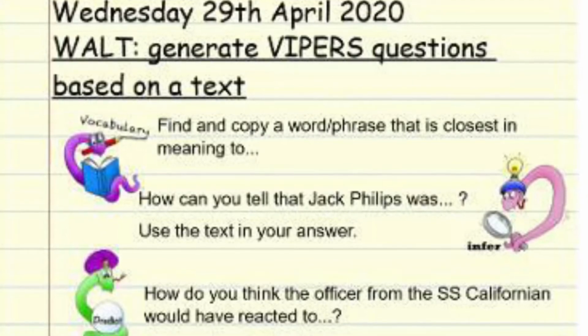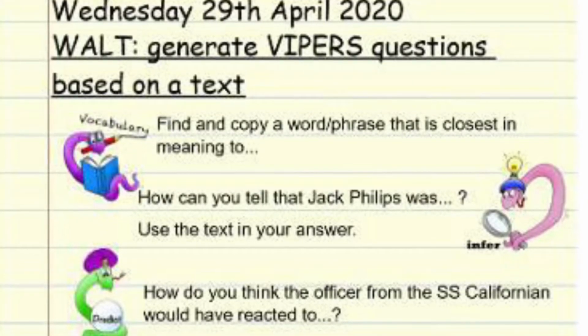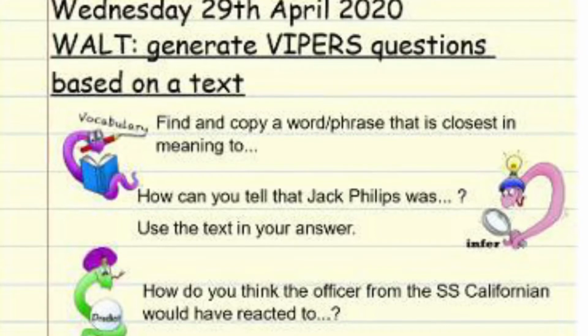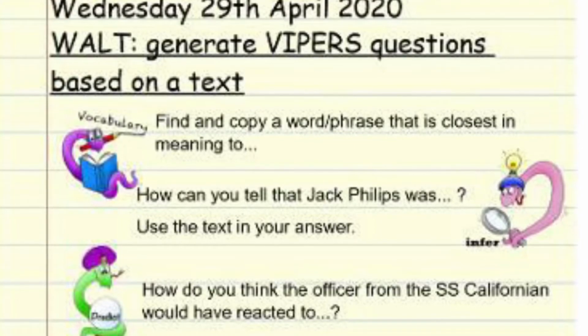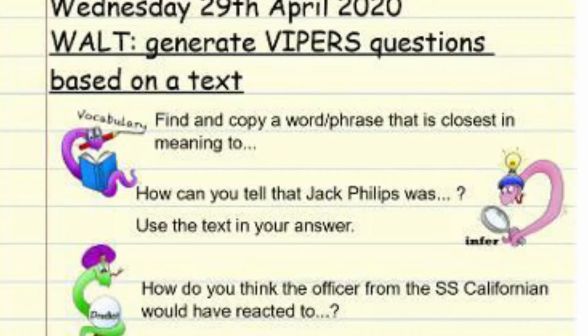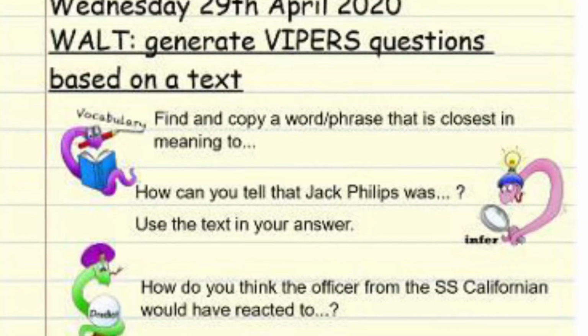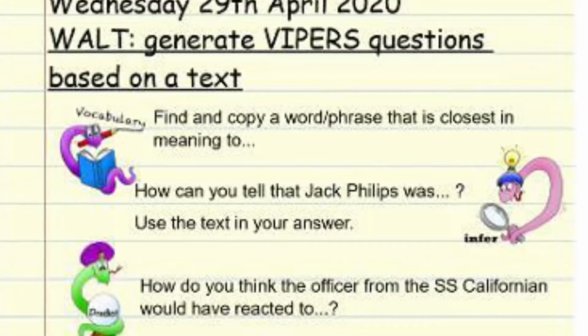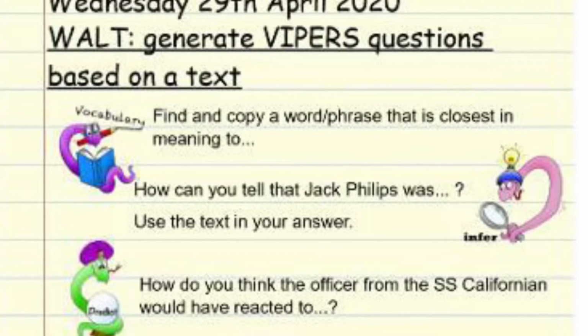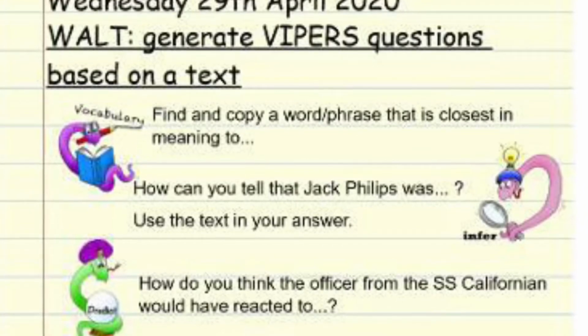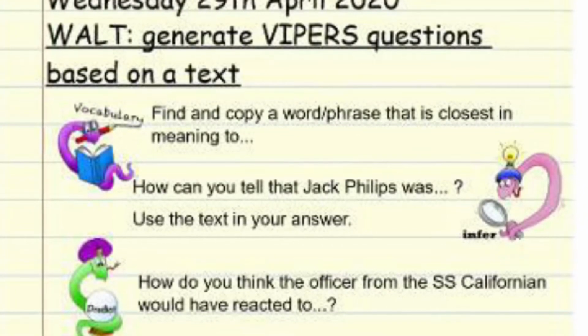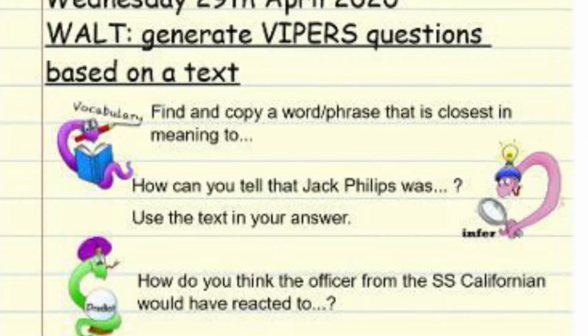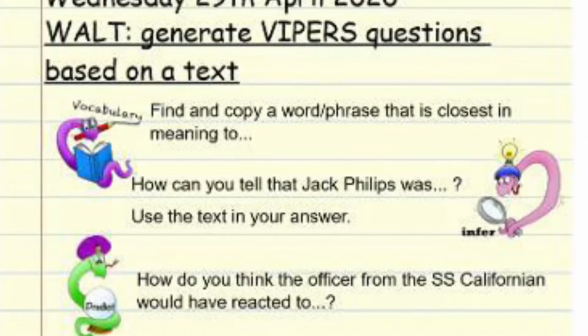Inference questions rely on clues in the text to be able to find the answer. So in my example, I've got, how can you tell that Jack Phillips was blank? Now this could be tired, emotional, worn out. Use the text in your answer then means that you'd have to quote what showed that Jack Phillips was so tired or emotional.